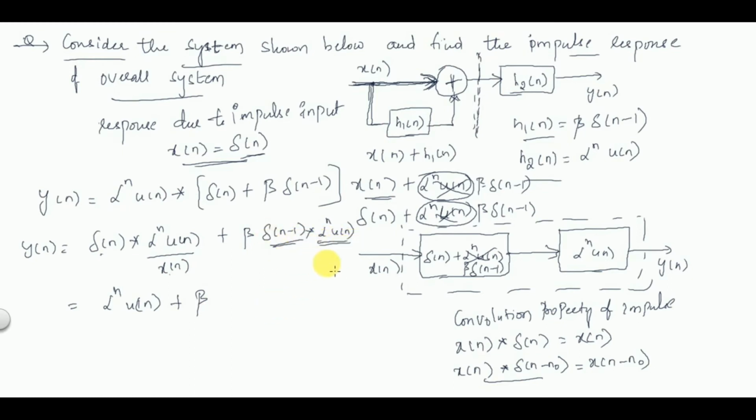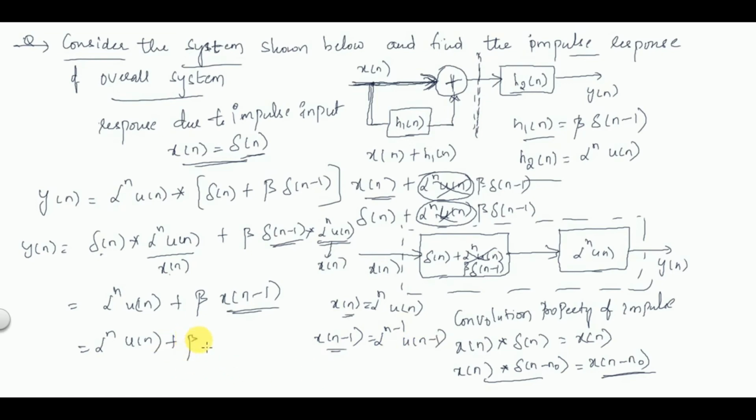Now we have to perform x of n minus n naught, that is x of n minus 1. So beta into x of n minus 1. So alpha power n into u of n. So what is x of n minus 1? x of n is alpha power n into u of n. Then x of n minus 1, wherever you have n, substitute with n minus 1. So it will be alpha power n minus 1 into u of n minus 1. So plus beta into alpha power n minus 1 into u of n minus 1. So this is the overall impulse response.